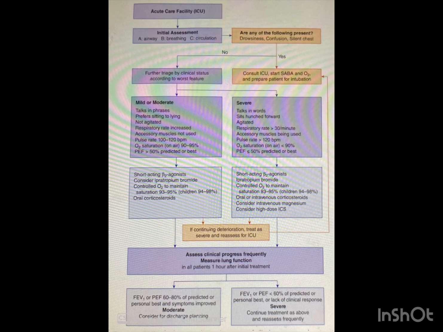Ipratropium bromide reduces the rate of hospital admission when added to inhaled SABA in patients with moderate to severe exacerbations. Systemic corticosteroids are added. IV magnesium sulfate, 2 gram over 20 minutes, is not recommended for routine use in asthma exacerbation. However, a 2 gram infusion over 20 minutes may reduce the hospitalization rate in acute severe asthma when the FEV1 is less than 25% of the predicted on presentation.